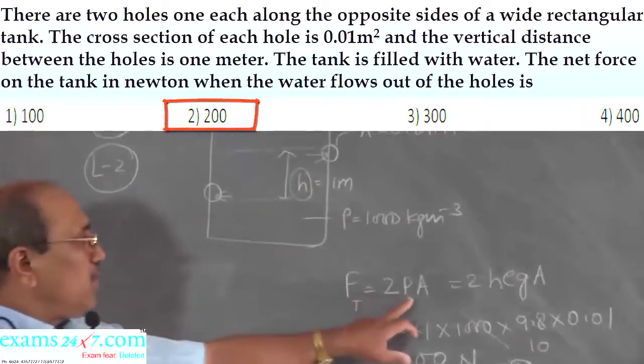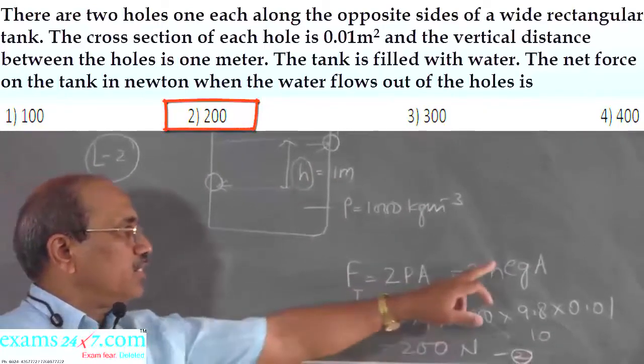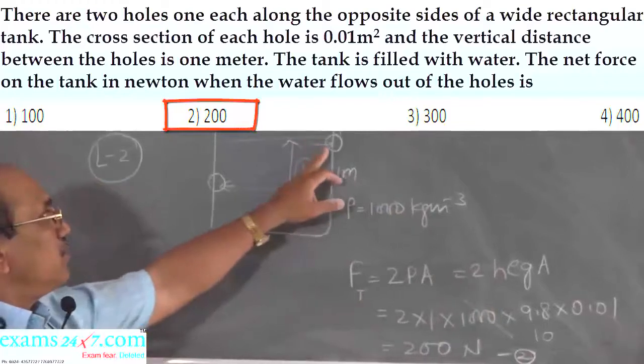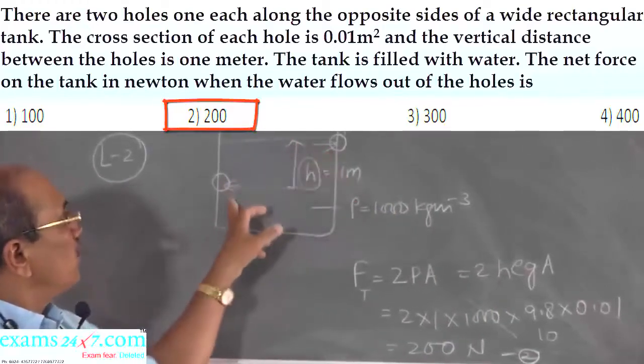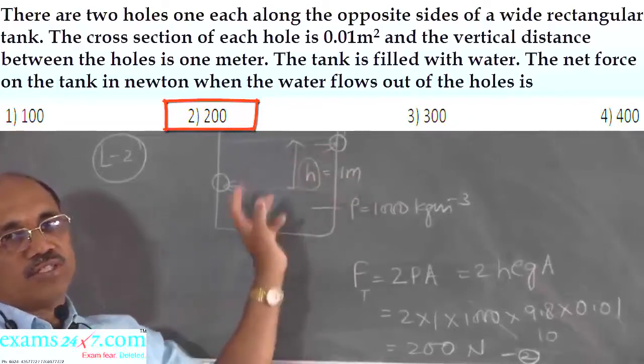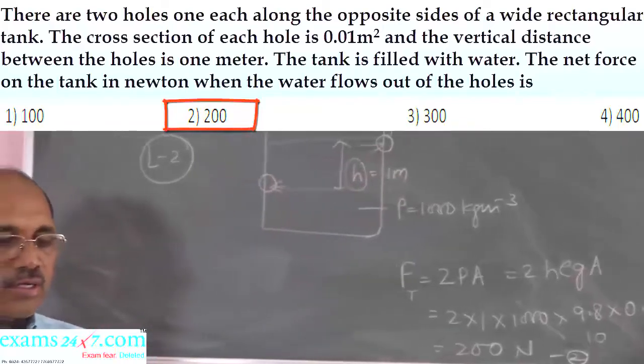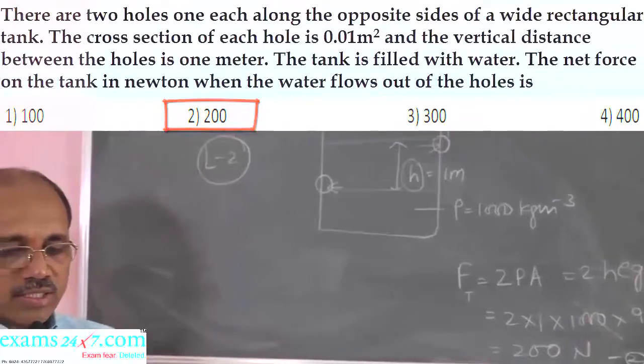So here there are two relations. P has to be substituted as h rho g, and also consider the two holes separately, not one force. The area of both has to be accounted for in the total force. The answer is the second one.